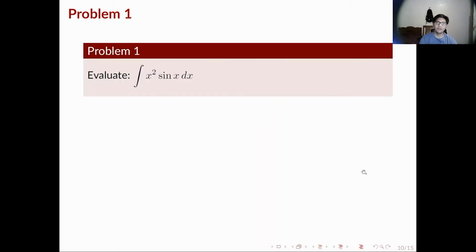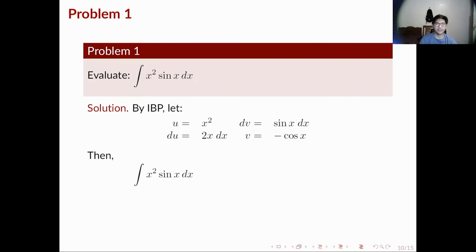So let's have some sample problems. First, we try to evaluate the integral of x squared times sine of x dx. So we use IBP. We let u be equal to x squared and dv be equal to sine of x dx. So we let u be x squared because algebraic functions have a higher priority than trigonometric functions. Always remember LIATE. So A first before T. Now, we have du be equal to 2x dx and v equal to negative cosine x.